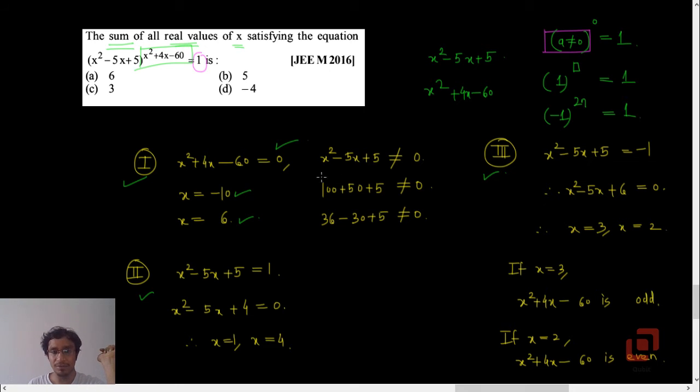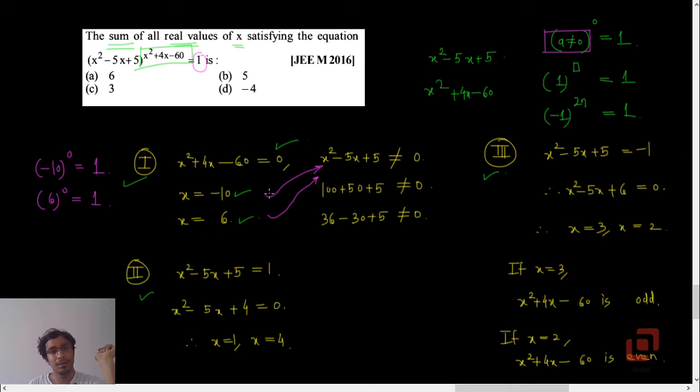x squared minus 5x plus 5. If x is negative 10, then it will be 100 minus 5 into minus 10 plus 5, definitely not equal to 0. Then I did the same thing for 6. So 36 minus 30 plus 5. 36 minus 30 is 6, 6 plus 5, 11. So not equal to 0. So we now have got two real values of x satisfying the given equation. And these can be considered as the values because negative 10 raised to 0 is 1 and 6 raised to 0 is also 1.